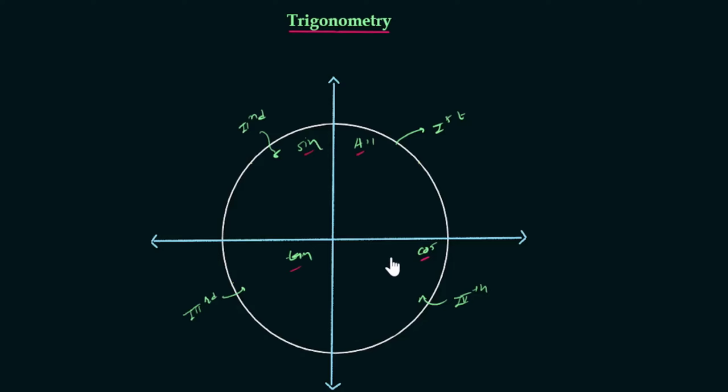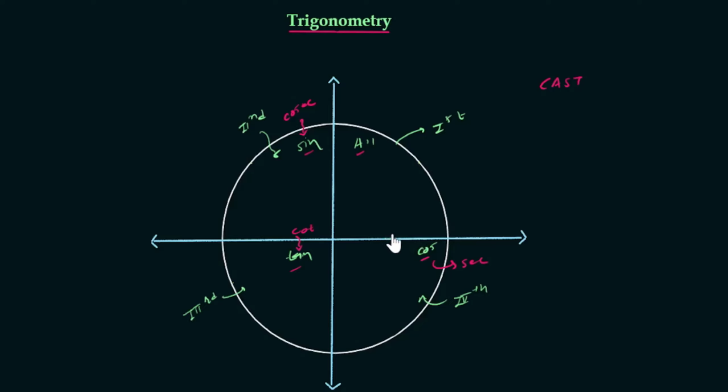We will go in this particular direction. The CAST rule is known as C A S T. Start with the fourth quadrant: C, A, S, T. All means all the trigonometric functions will be positive here. The reciprocal of sine is cosec, the reciprocal of cos will be sec, and the reciprocal of tan will be cot. So all these functions will be positive in this particular quadrant.